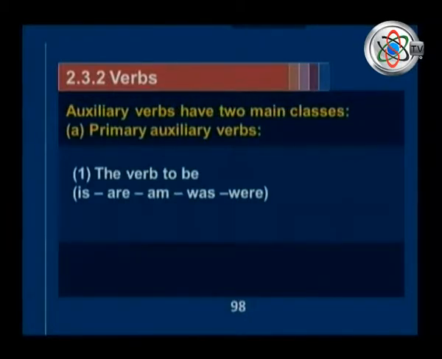And let's have the verb to be: is, are, am, was, were. Was and were are for the past. Is, are, am are for the singular and plural as well. The verb to do: do, does, did.